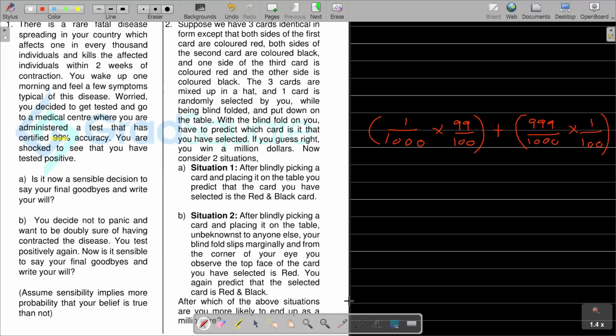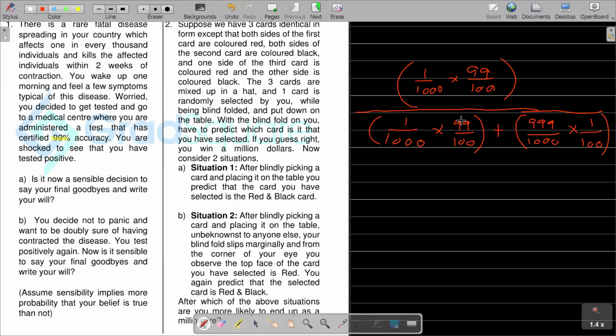Now, when will I take the decision of writing my will and saying the final goodbyes? When the first case is true. So what is the probability of the first case being true? Total probability in the denominator and favorable probability in the numerator. I hope you're getting my point. Probability is ratio of favorable by total.